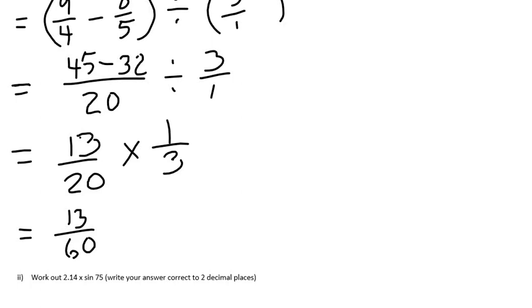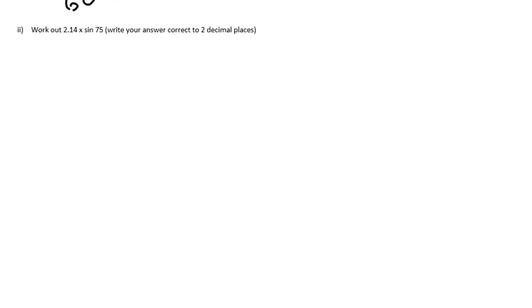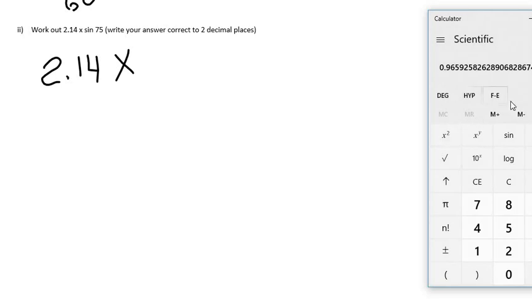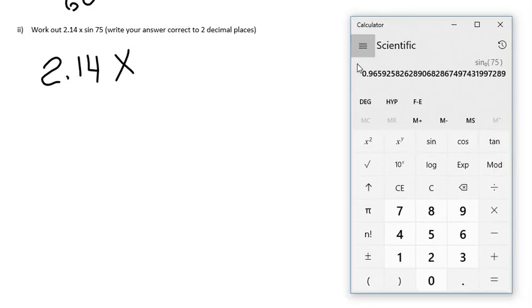All right, so we're looking at the next one. Work out 2.14 multiplied by sine of 75. We'll put that in the calculator. Just a moment. So sine of 75 is going to give us 0.9659.